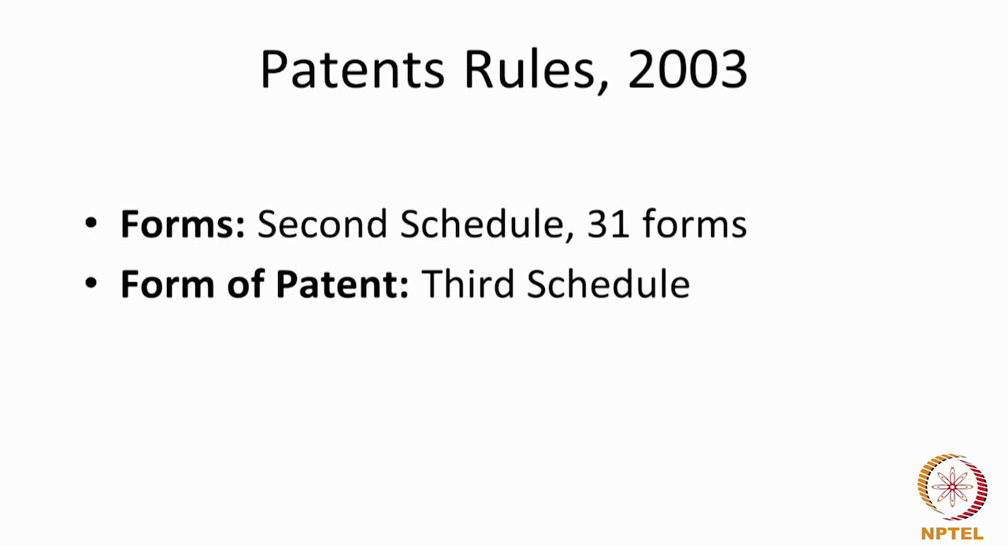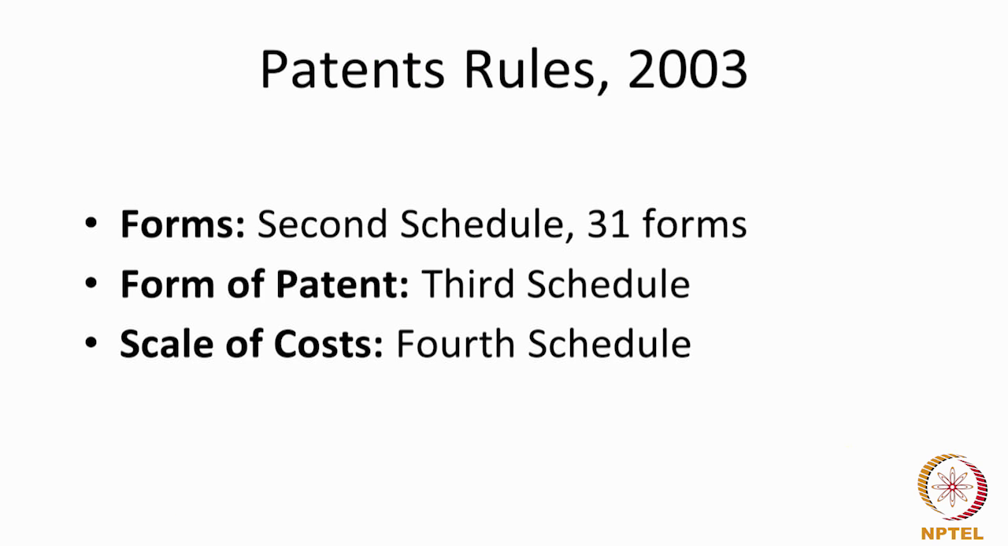The third schedule describes the form of a patent. When a patent is granted, it is granted on this form. We will soon look at the form. The form of a patent is the certificate of the grant. The grant is made in the form that is mentioned in the third schedule.